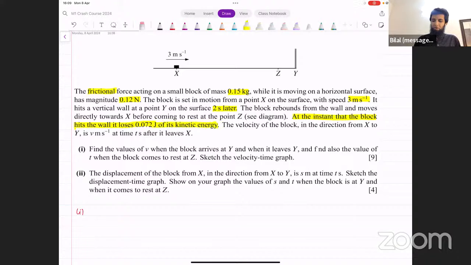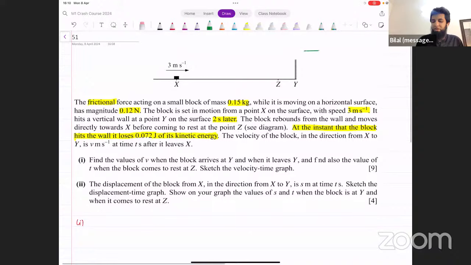The velocity of the block in the direction from X to Y is V meters per second at time t seconds after it leaves X. So basically, what they're saying is in direction from X to Y, the velocity is V. That means this is the direction that we're going to be taking positive, from X to Y. All right, this is the positive direction.